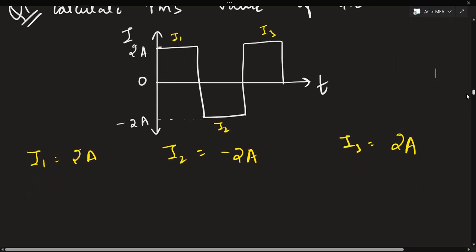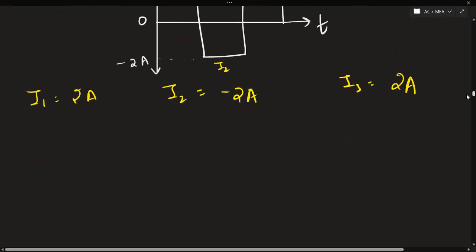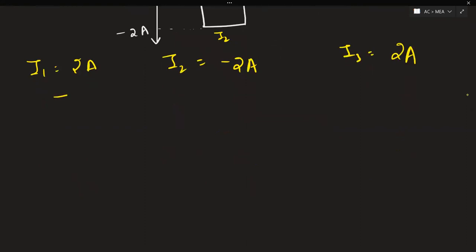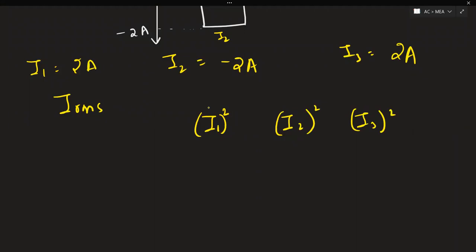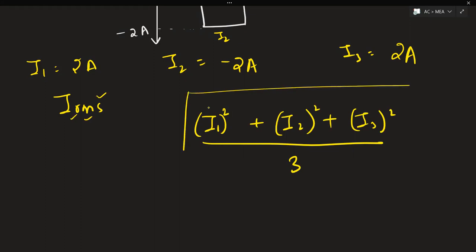Now IRMS will be calculated by the formula of IRMS current that you have. When we were discussing IRMS and any root mean square value, I told you first we'll square all the terms, so it will be I1 square, I2 square, and I3 square first. Then square done, then mean value. Mean value is taken by adding the numbers divided by the number of terms you have, that is 3. And the last step is taking the root value. So this is the formula of IRMS current.